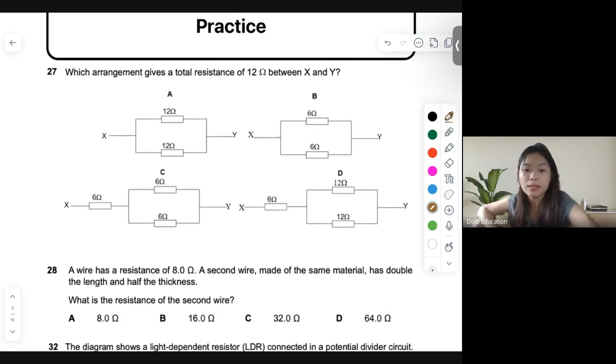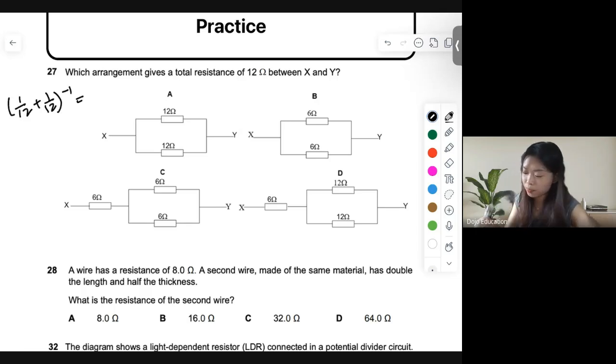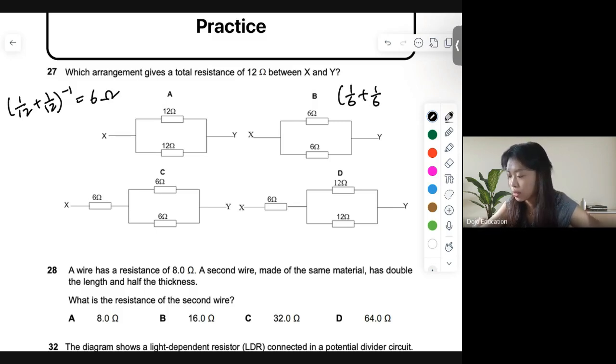Okay, for question 27, which arrangement gives a total resistance of 12 ohms between X and Y? So same thing, how do we calculate our resistance? We just do it here again. So for option A, it's just 1/12 plus 1/12 inverse, because they are both in parallel. I'll be getting 6 ohm. And then for option B, it's just 1/6 plus 1/6 inverse.